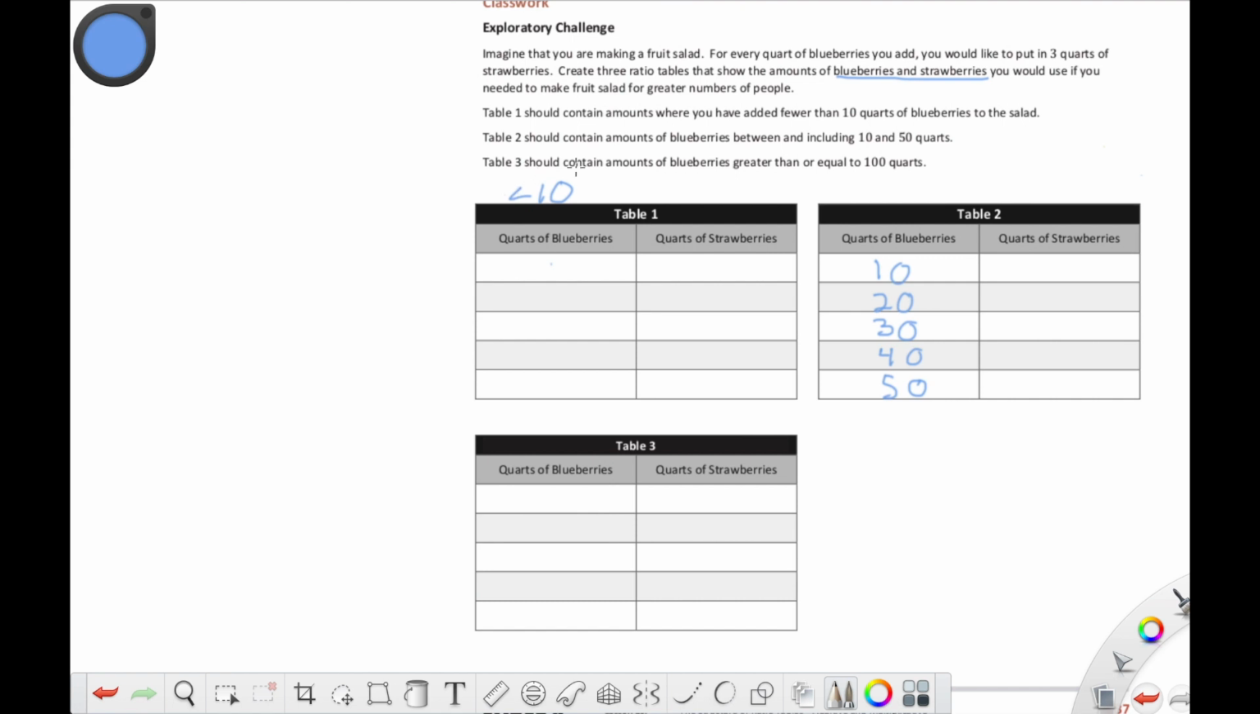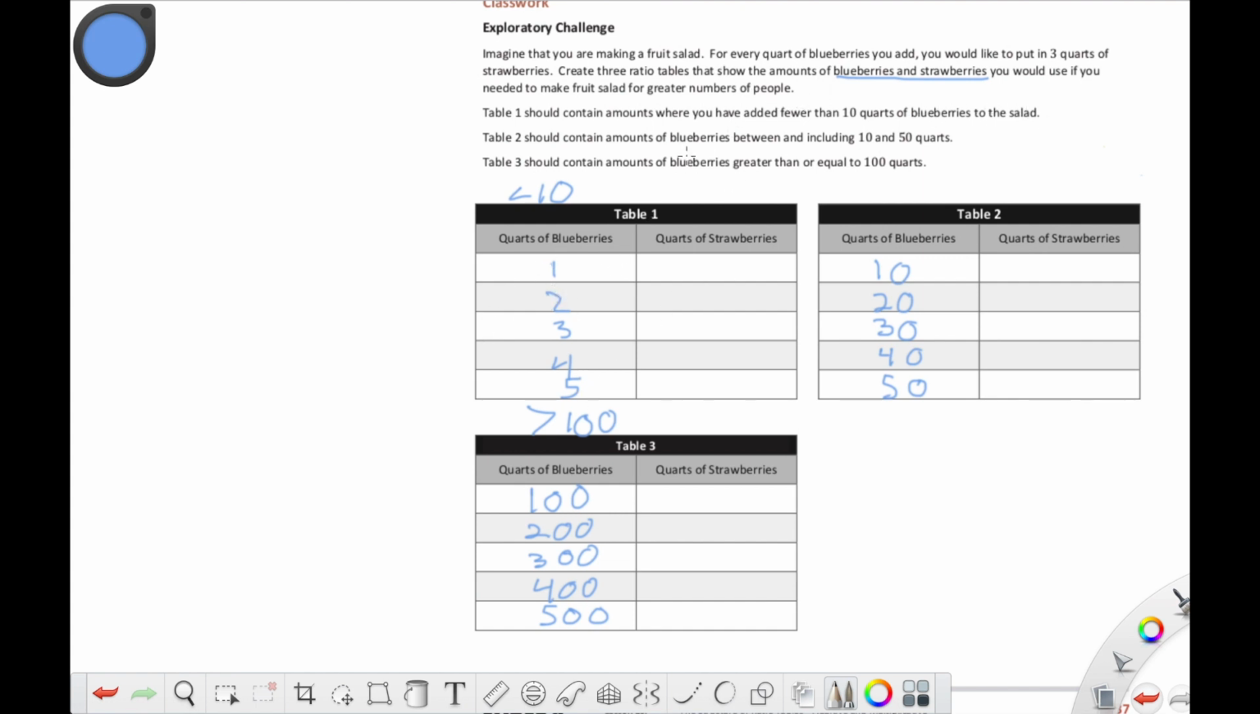And table 3 should contain amounts of blueberries greater than or equal to 100 quarts. So bigger, greater than 100. Remember, this symbol means less than, and this symbol means greater than. So greater than or equal to 100. We'll go by hundreds: 100, 200, 300, 400, and 500. And then here we'll just go 1, 2, 3, 4, 5, if you were to add fewer than 10 quarts.